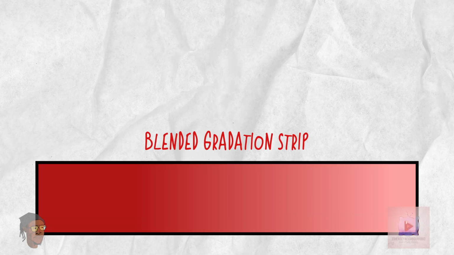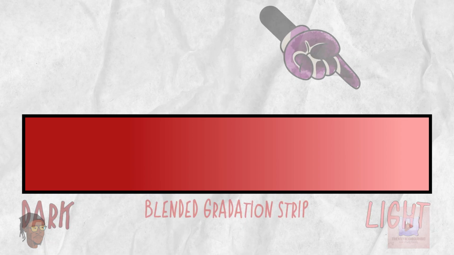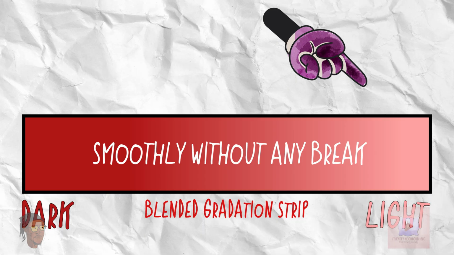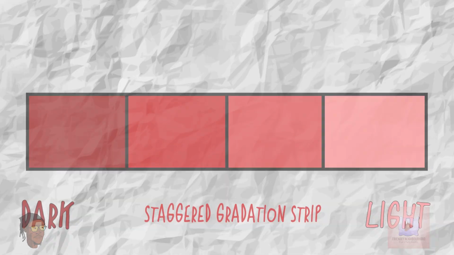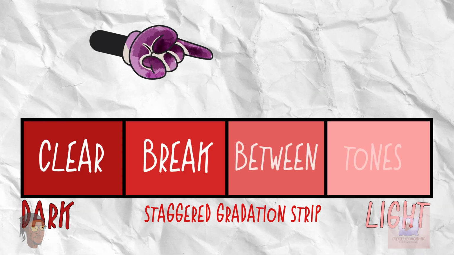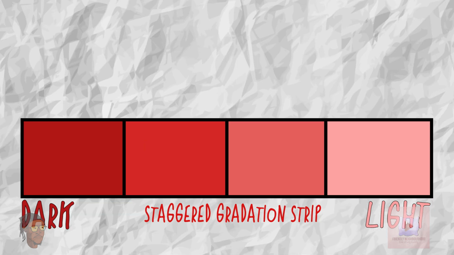There are two types of gradation. What are they? There are two kinds of gradation: blended gradation and staggered gradation. Blended gradation is when tone flows from light to dark or vice versa smoothly without any break. While in staggered gradation, there is a clear break between each tone. Here you can clearly see where one tone ends and another begins.